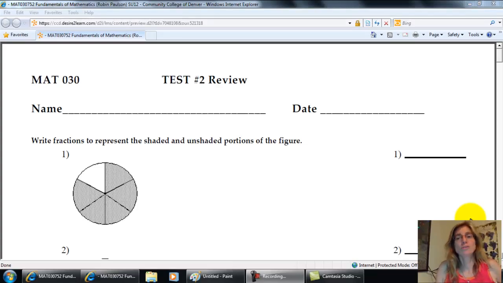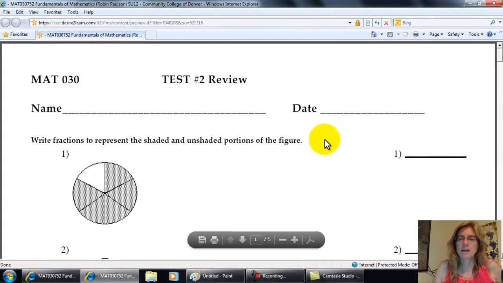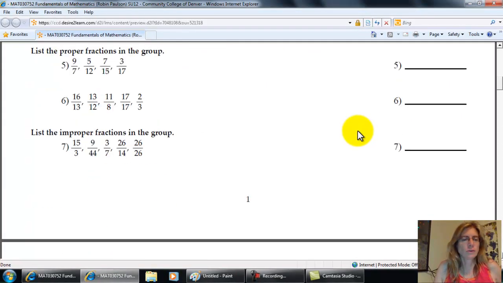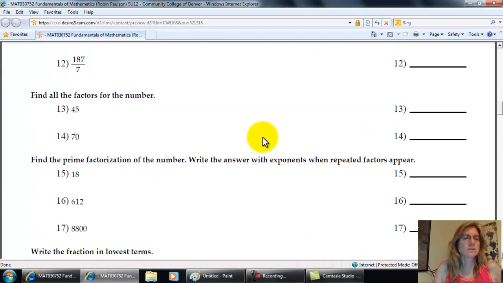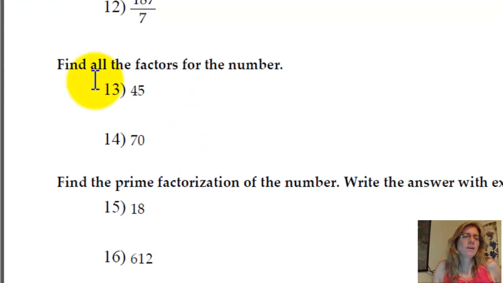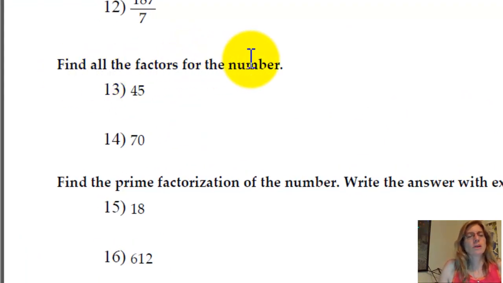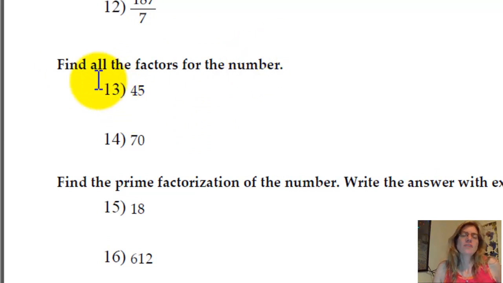Okay, this is test 2 review still, and let's scroll down. We're doing problems 13 and 14. Find all the factors for the number. And this is very important, the instructions. Find all the factors versus these down here where it's find the prime factorization. So know the difference between these two instructions.